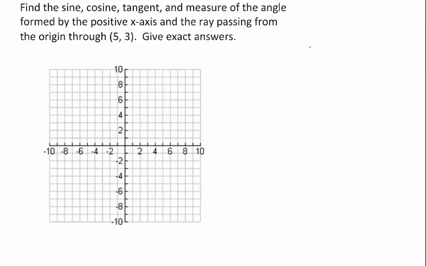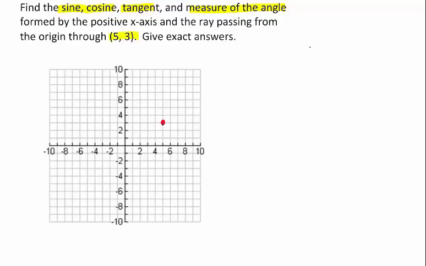Hey everybody, and welcome to this video, kind of an intro for what we're going to do today. So you should all have this handout, and in this problem I want us to find the sine, cosine, tangent, and the measure of the angle formed by the positive x-axis and the ray passing from the origin through (5, 3). Okay, so let's first plot point (5, 3) on this graph.